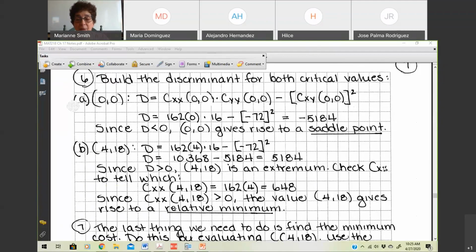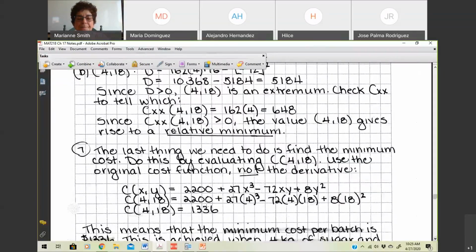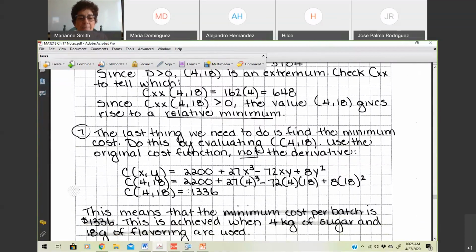Okay. The last thing we were asked was, find what the minimum cost is. So I have to plug that back in the original function. Okay, so I'm putting (4, 18) into the original function. I get 1336. Now here's the critical part. This was an applied problem. So the answer isn't in terms of X or Y or F of XX or any of that stuff. You want to interpret it in English. This is a cost. Okay. The minimum cost per batch is $1,336. And you get that when you use 4 kilograms of sugar, that's your X, and 18 grams of flavoring.